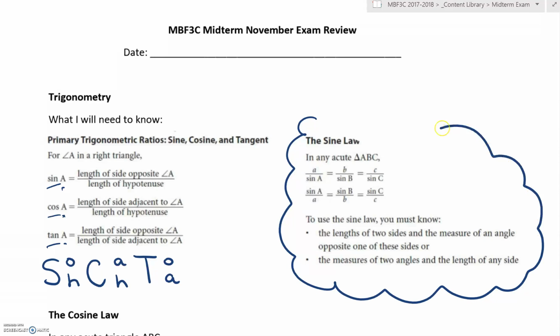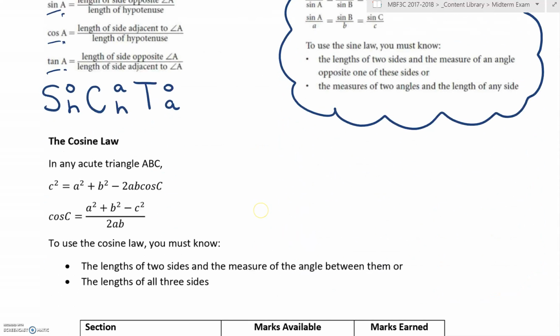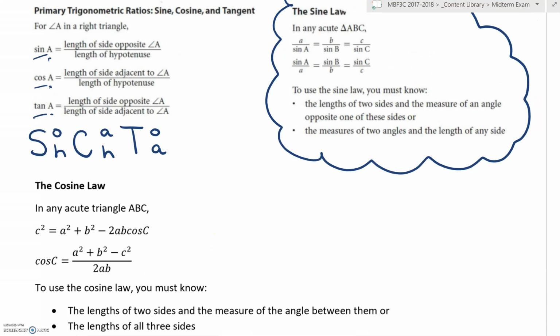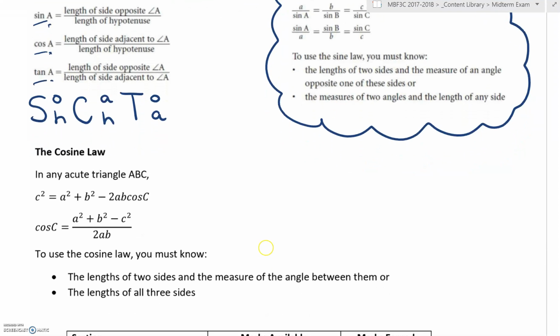The sine law can only be used if you have what we call a full ratio, so a side and the corresponding given angle. We'll do a couple examples of those, as well as the cosine law. The cosine law is when it's not a 90-degree angle triangle, just like the sine law, but you do not have a full ratio. So it's a little bit harder to do.